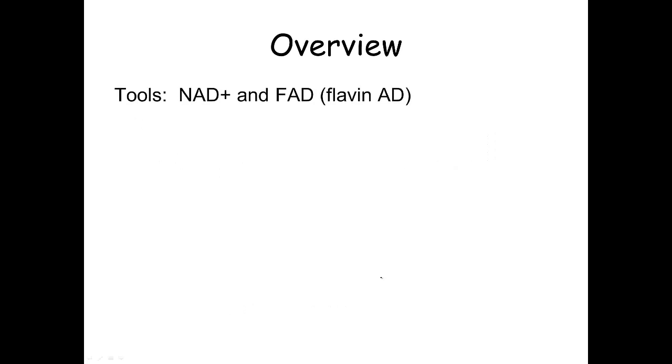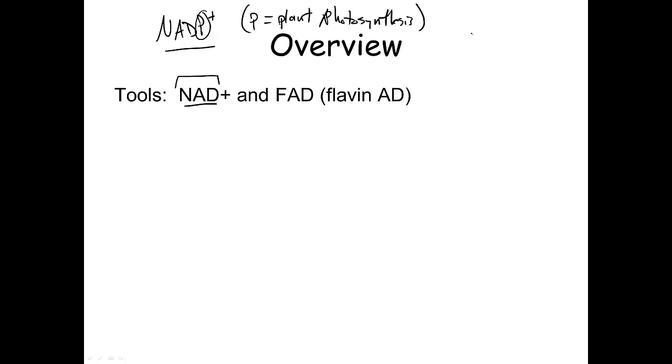The tools we're going to use along the way here include two dinucleotides, nicotinamide adenine dinucleotide and flavin adenine dinucleotide. You've already seen NAD someplace else in the form of NADP. The only difference between NAD and NADP from photosynthesis is that extra phosphate. And just remember P in plant, or P in photosynthesis.